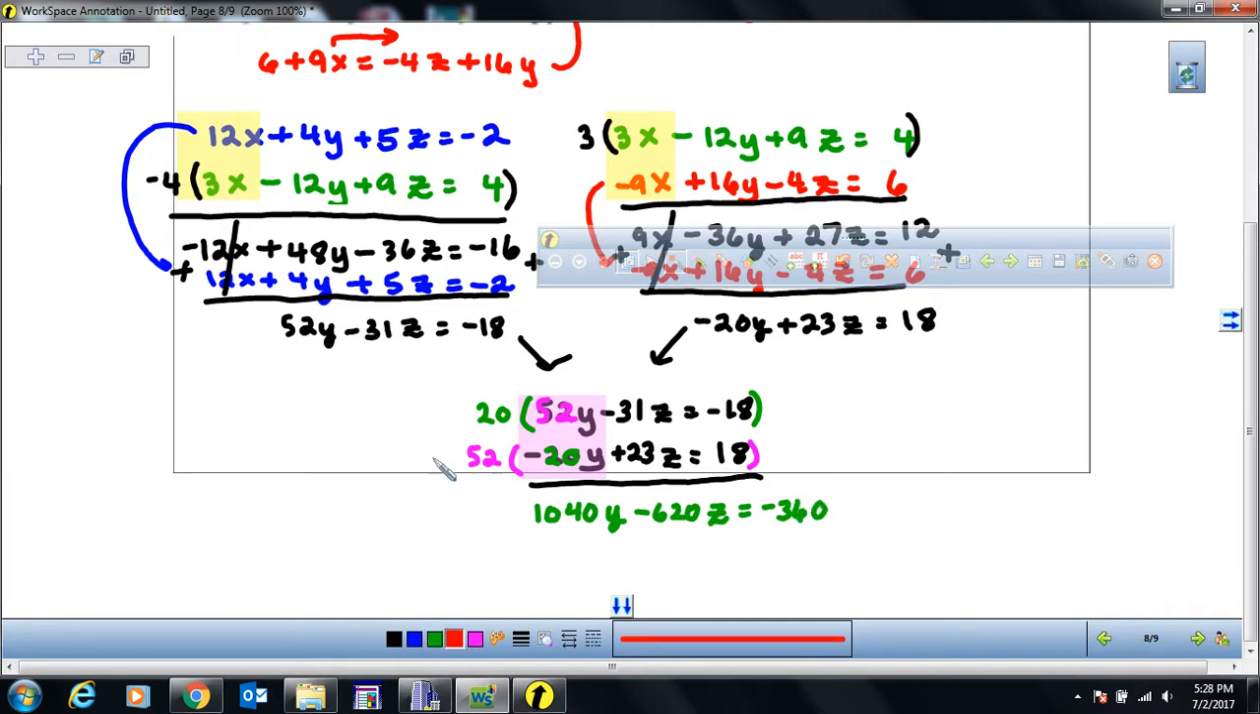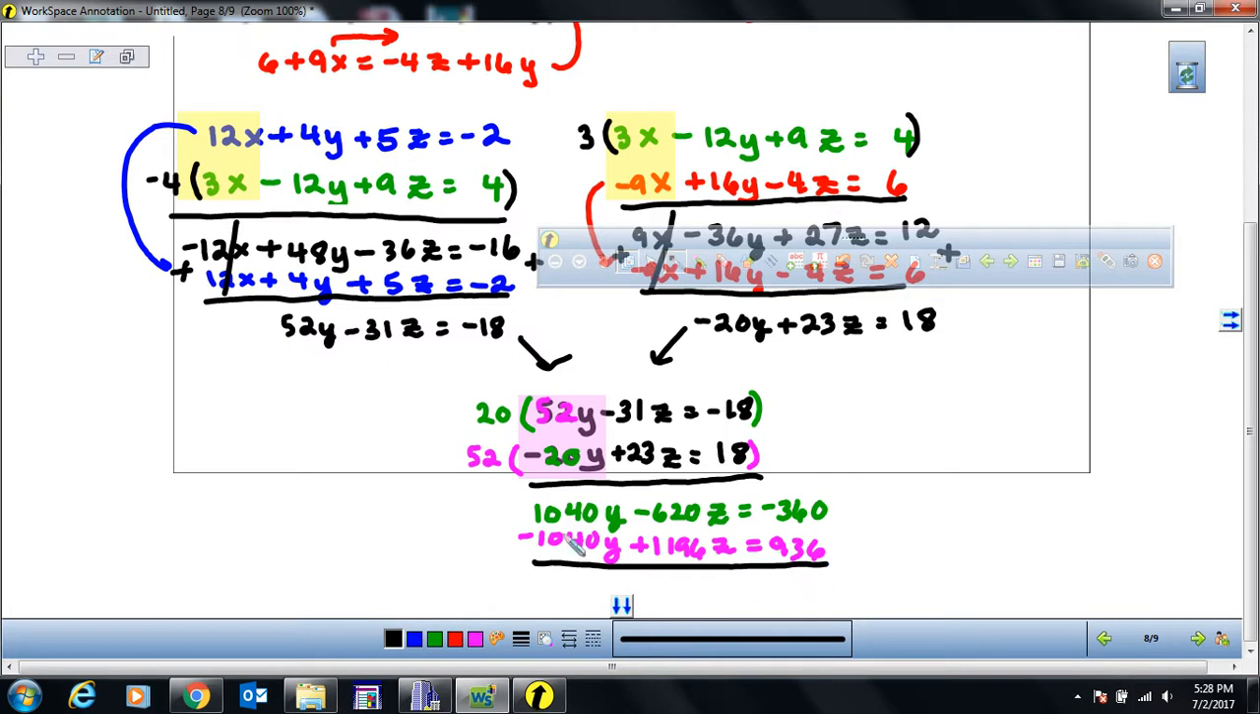Now we're going to do the same thing for this one. 52 times 20 is going to be a negative 1,040y. Then 52 times the 23 is going to be positive 1,196z equals, then 52 times 18 is going to be 936.